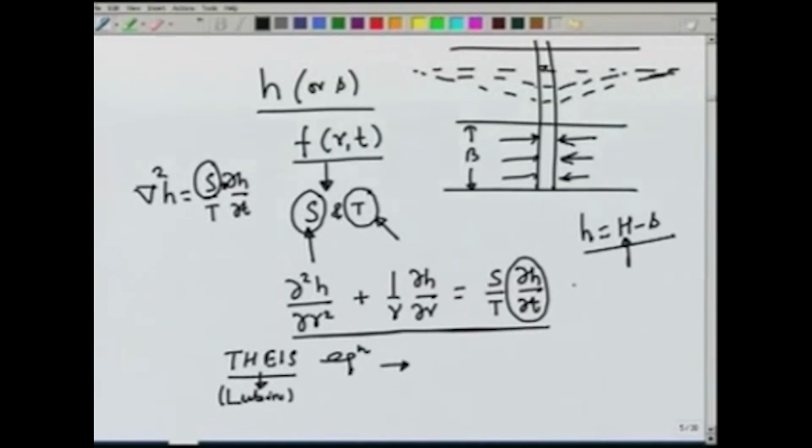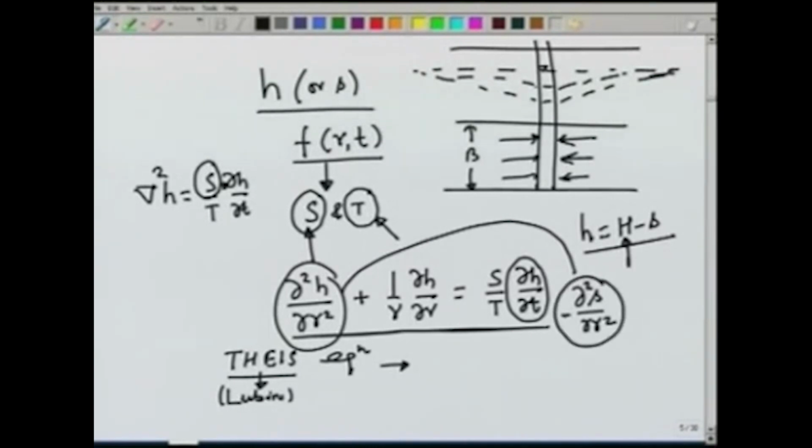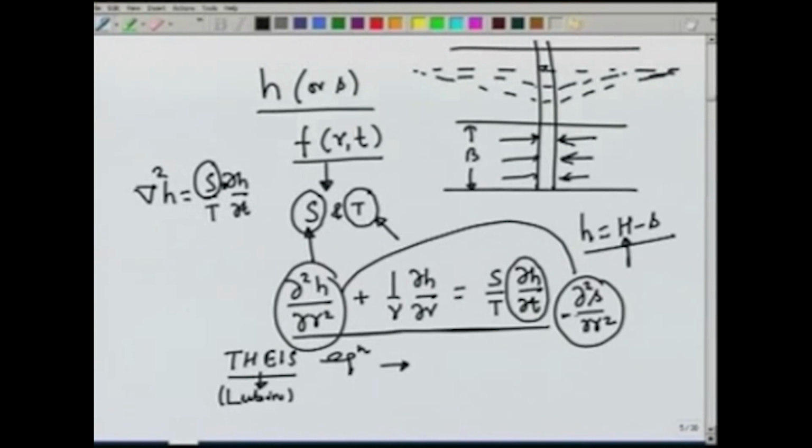So, for example, if we take this term, it can be written as minus, because H is capital H minus S and capital H is a constant, it is independent of R. Therefore, the second derivative of H with respect to R would be equal to negative of the second derivative of S with respect to R. So, similarly, we can put these terms also in terms of S, and the Theis solution gives the drawdown S at any radius r and at any time t.